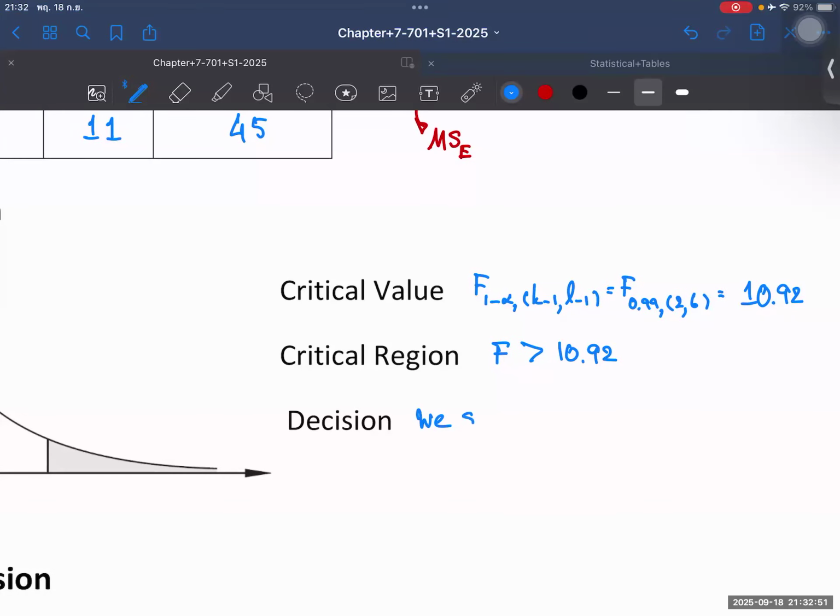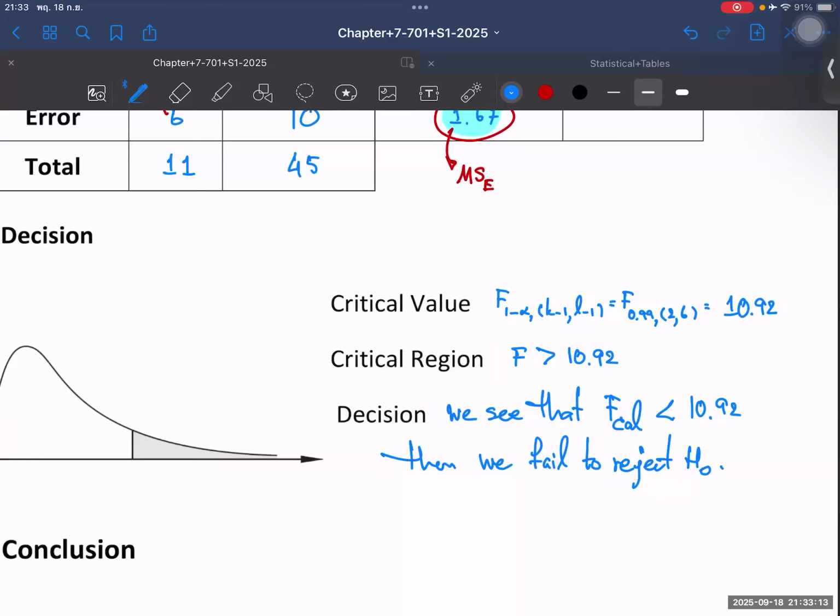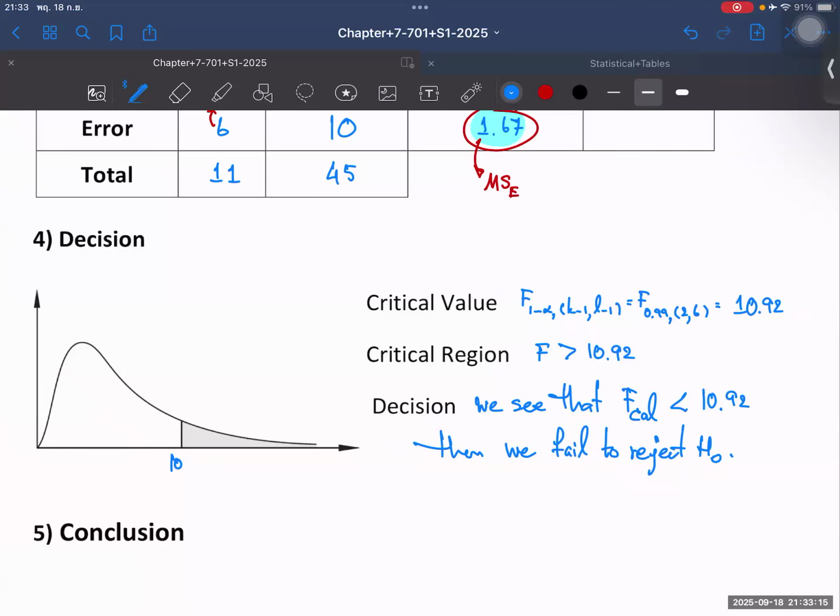So we see that F cal is less than 10.92. Then we fail to reject H0. Okay. And this is 10.92, and we get the F cal like this.